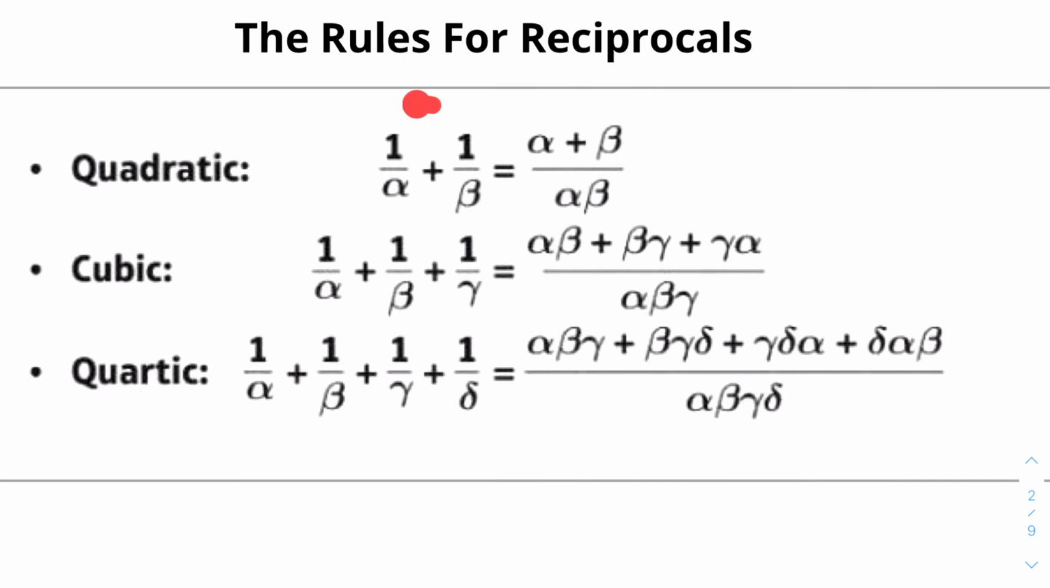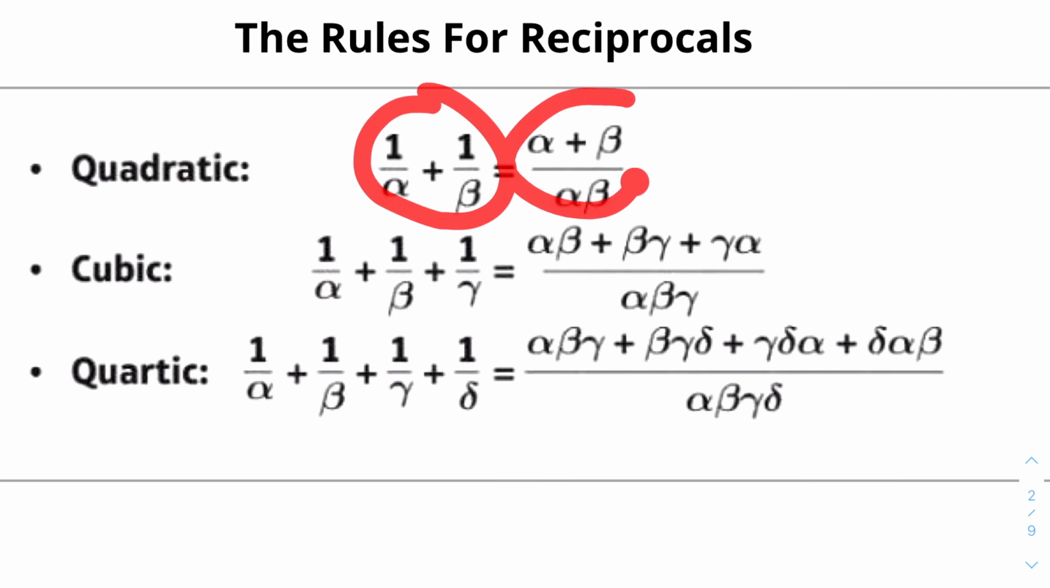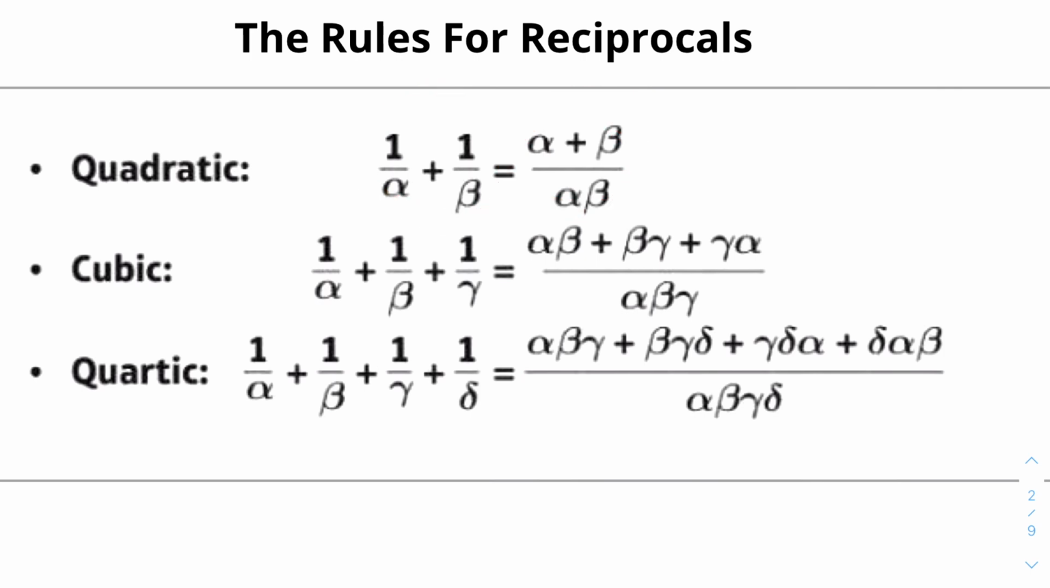So this expression is equal to this expression because we have to combine those 2 individual fractions, and to do that we have to make the base, or the denominator, the same. So we times this by beta, and we times this by alpha, and that's why you get this.